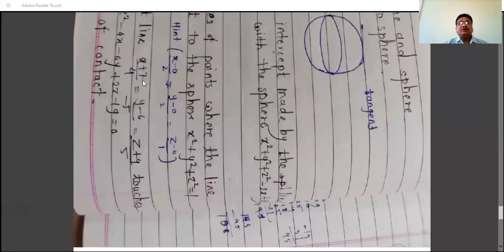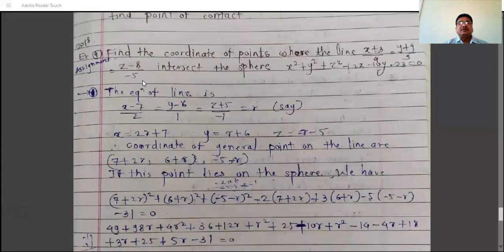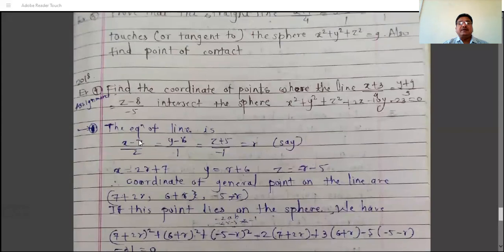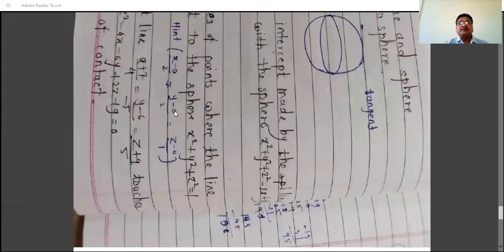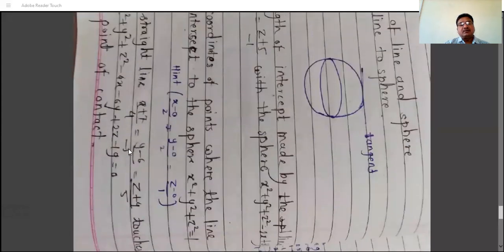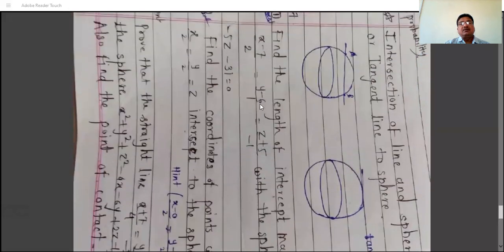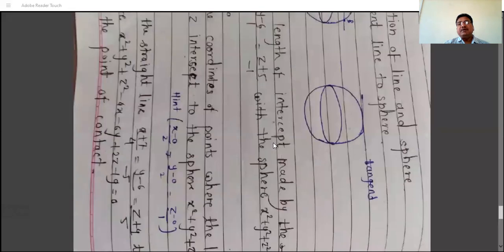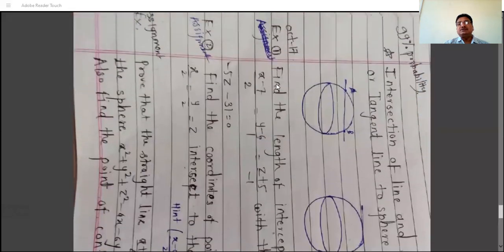This is the question: x minus 7 by x minus 7. Yes, this is the problem. Find the length of the intercept made by the line. So this is the answer of this question.